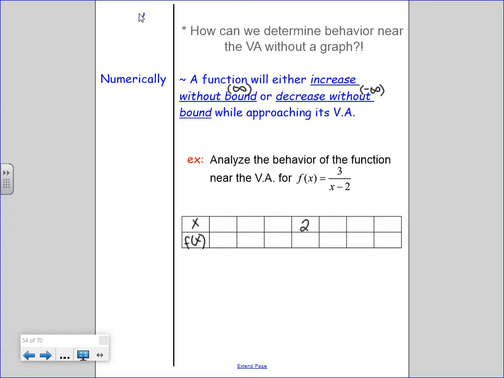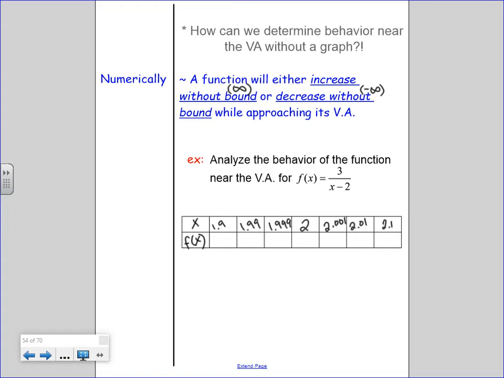Does this table look weird at all, or is it kind of like, no, we've done stuff like this before? Yeah, x is approaching 2, because that's my vertical asymptote. So I'm going to approach from the left and from the right. From the left, I could do what? 1.9, 1.99, 1.999? Is that okay? From the right, I could do 2.1, 2.01, 2.001. Now, you guys, at least one per group has this in your graphing calculator. Go to your table.